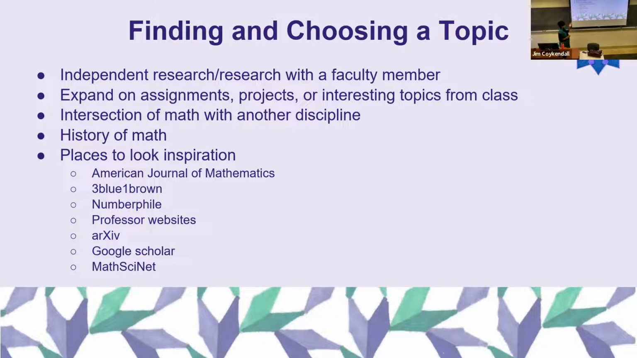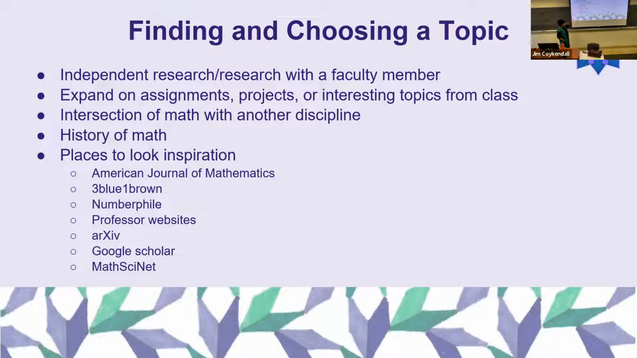But history of math is another good one. It's completely separate from your usual coursework, but maybe you're interested in that. And then there's also places that you can look for inspiration. These are journals, your professor's website, and sites like 3Blue1Brown. They are just inspirational type websites where you can go to find questions that people are thinking of. They may be completely separate from your actual coursework, but it may be something interesting that leads you down a path of mathematics that you didn't know existed before, or you may become more interested in a topic.